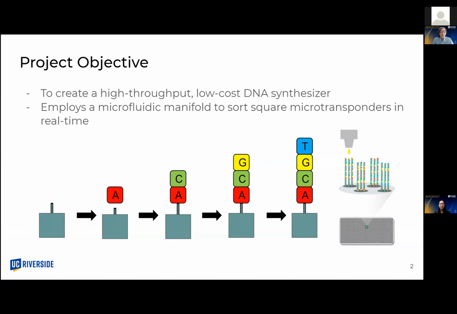So our overall project objective is to create a high throughput, low cost DNA synthesizer. To do this, we will be using a microfluidic manifold, which is basically just like a fluid channel, in which square microtransponders will flow through and be tracked and sorted in real time.